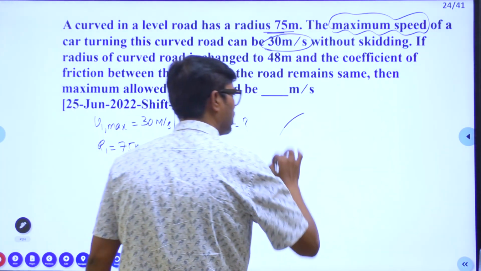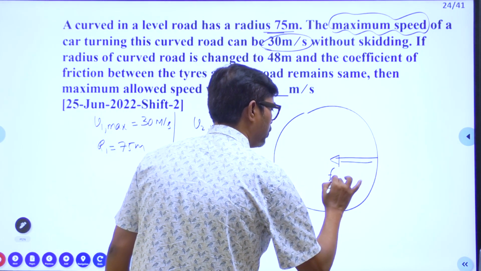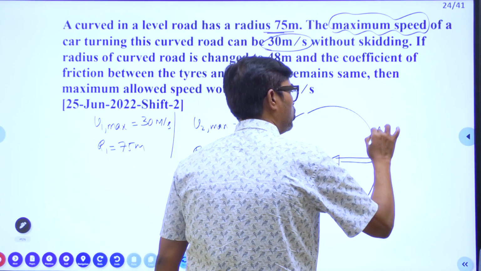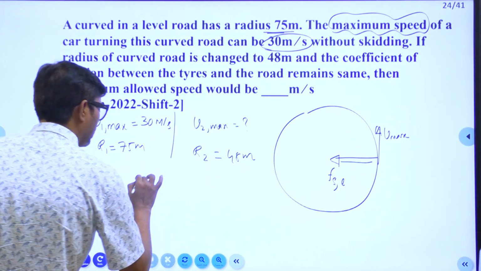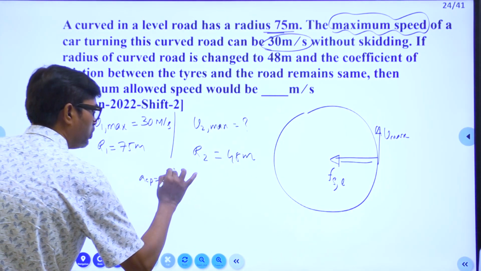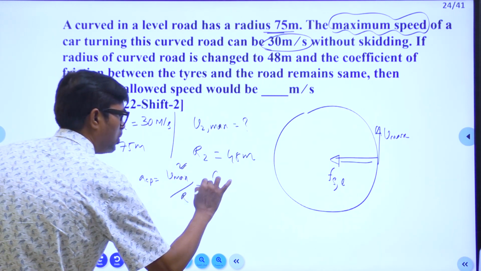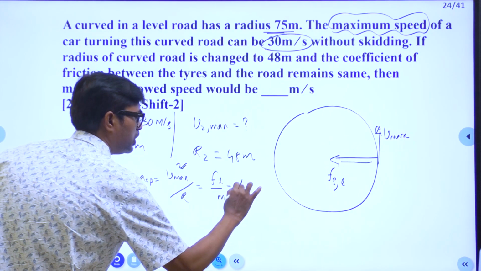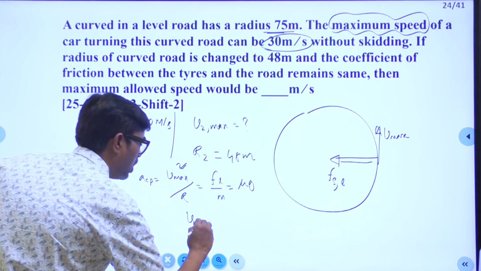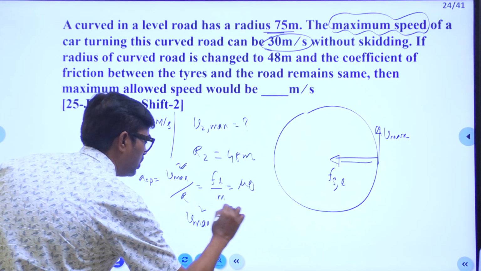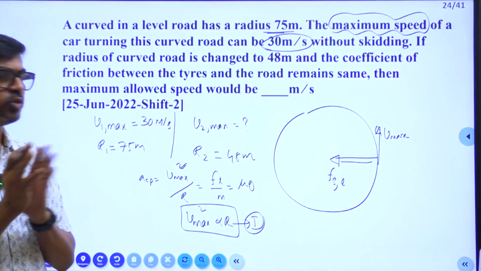You have a circular path and it's a top view I'm looking at. Centripetal force is basically static friction. Limiting we are looking at. Then it is going to go with maximum speed. So centripetal acceleration will be equal to V max square by R, and that is going to be equal to limiting friction by mass, which is mu g. Mu they are not changing. That means V max square is proportional to R. This is the relation I have, because mu g is constant there.